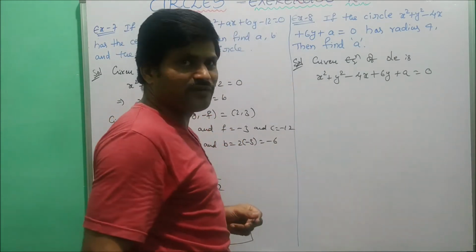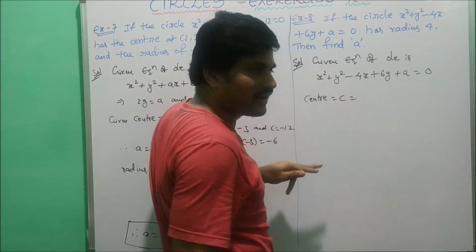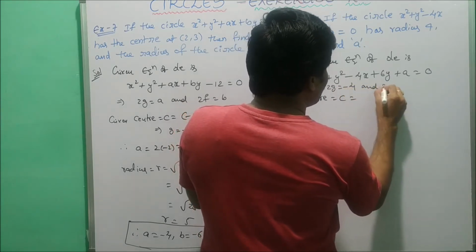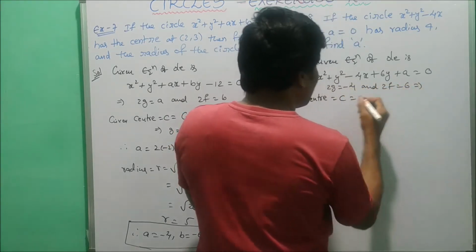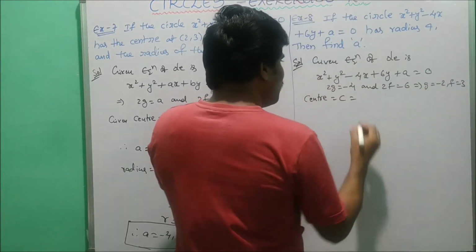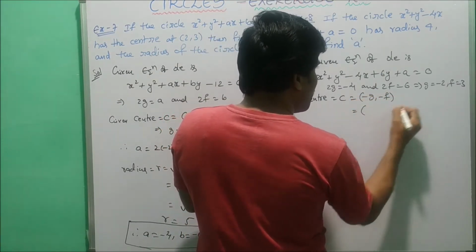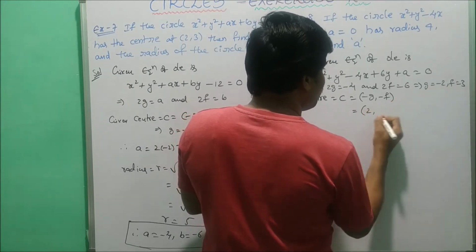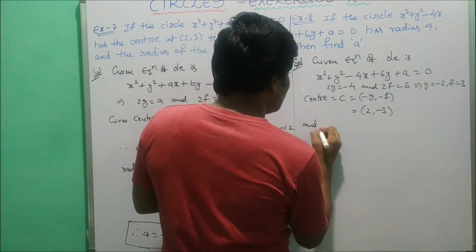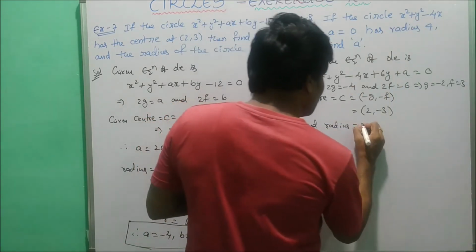First of all, to find the center of the circle. Center C, comparing with the general form of circle, here 2g equals minus 4 and 2f equals plus 6, which implies g equals minus 2, f equals 3. Center of the circle is (minus g, minus f), that equals (minus of minus 2, minus 3), which is (2, minus 3). This is the center. And radius equals, already given, the radius of the circle is 4.